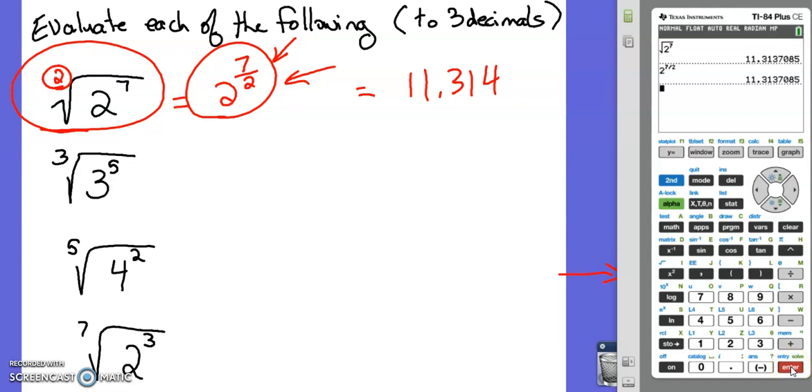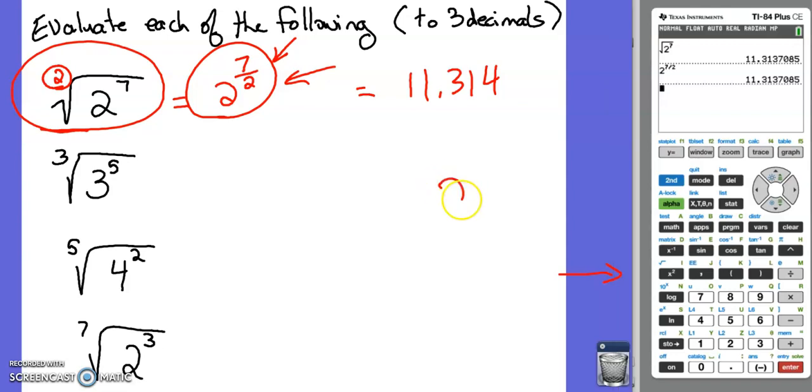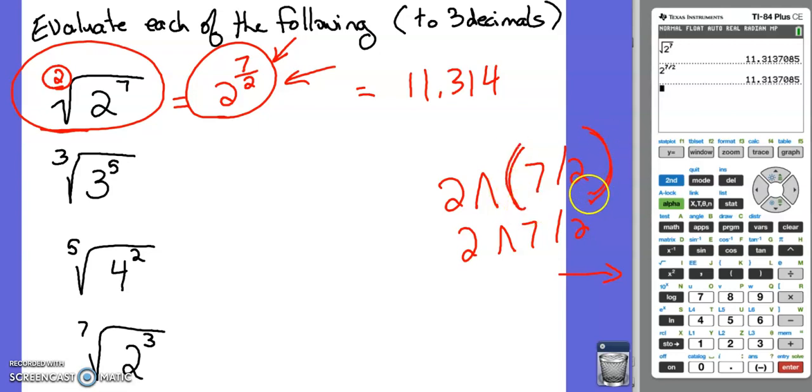By the way, if you're using a TI-83, you would have to type in 2 caret, parentheses, 7 divided by 2. Make sure you use parentheses if you're using that. If you don't use parentheses, it's going to take 2 to the 7th power, and then divide it by 2. And that's not what you're doing. So if you're using a TI-83, make sure you put parentheses around a fractional exponent.